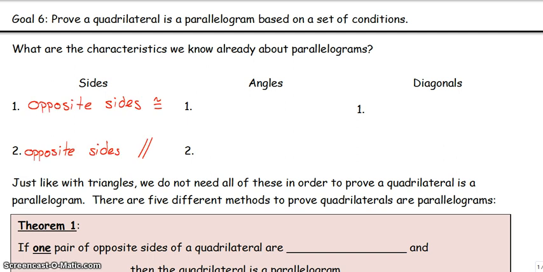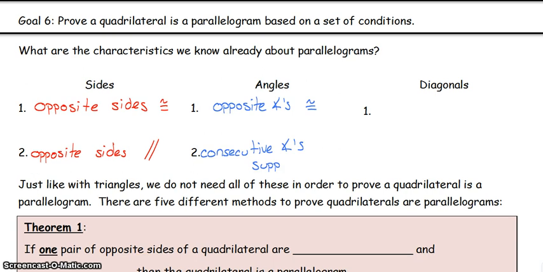So for sides, we know the opposite sides are congruent and the opposite sides are parallel. For angles, the opposite angles are congruent and consecutive angles are supplementary. And the diagonals bisect each other. We can use these 5 things to help prove that a quadrilateral is a parallelogram.